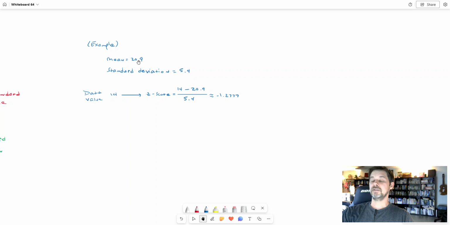So I was given that the mean's 20.9 and the standard deviation is 5.4. According to that formula, the data value 14 has a z-score of 14 minus 20.9 over 5.4. That's the data value minus the mean over the standard deviation. So I'll get a negative number, negative 1.27777. There's my z-score.